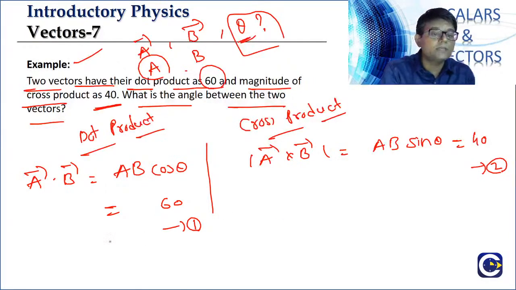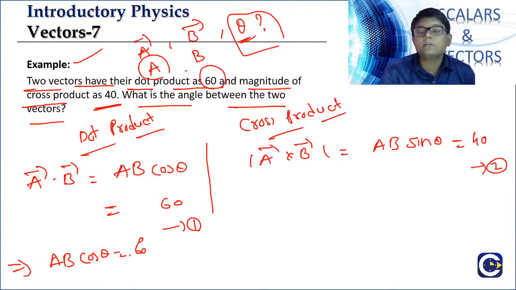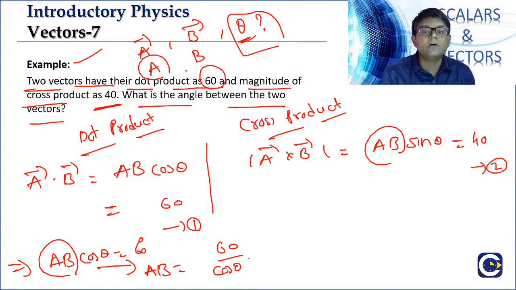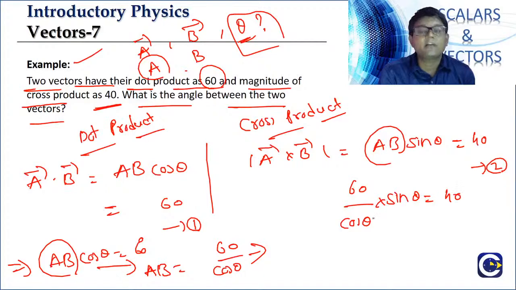So what we are going to do is look at equation 1. What is equation 1, guys? AB cos theta is equal to 60. If you observe the two equations, AB is coming in the first equation as well as the second equation. So from equation 1, cos theta will go to the other side. AB value will be 60 by cos theta. We will substitute it in the second equation. So 60 by cos theta into sin theta is equal to 40.